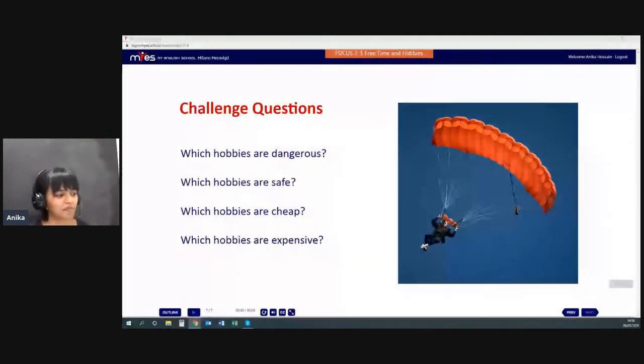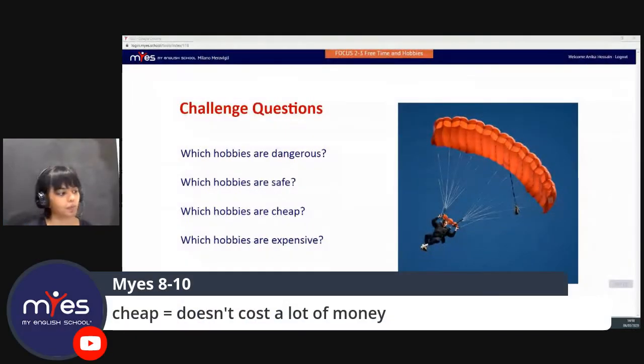Which hobbies are cheap? Now, cheap is something that doesn't cost a lot of money. So, in your opinion, which hobbies are cheap? I think hobbies that don't require buying a lot of materials are cheap. Among my hobbies, the cheapest would be writing. All you need is a pen and paper, and you can write. So it's a very cheap hobby.